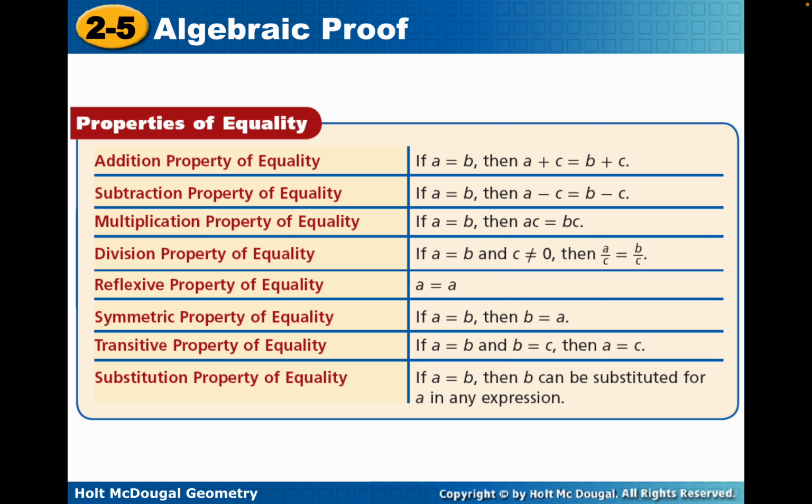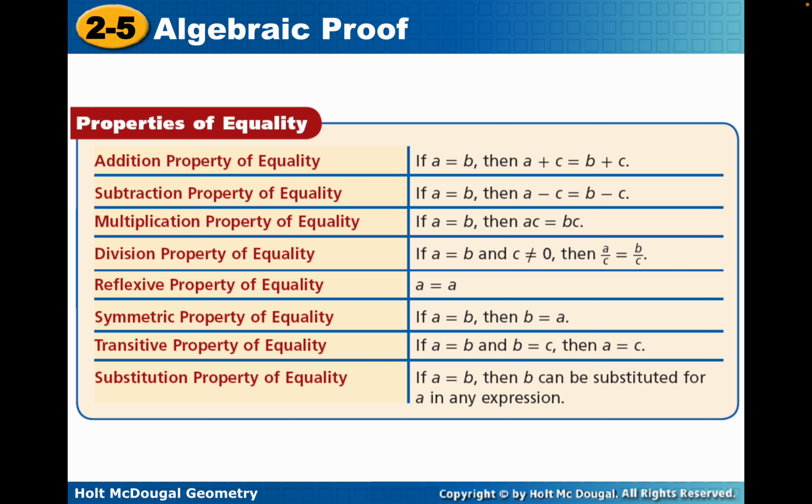Okay, transitive kind of just explains it right there. If a equals b and b equals c, then a equals c. Okay, and then substitution property, you're just substituting the expression. So if a and b equal each other, then b can be substituted.